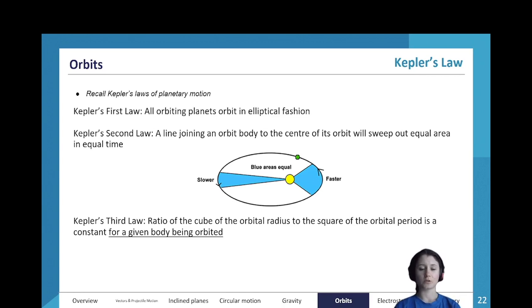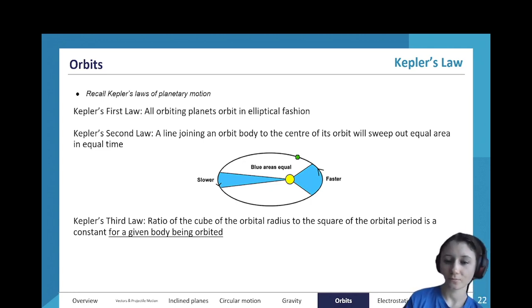Kepler's laws are related to the orbits of planets. They tell us about how planets orbit other planets. Kepler's first law is that all orbits are elliptical. Elliptical is kind of like an oval, essentially a squashed circle. That's not exactly what it is, but it's essentially what it is.